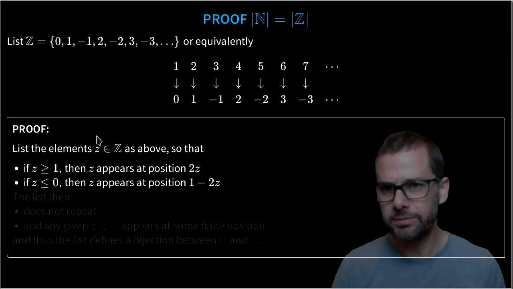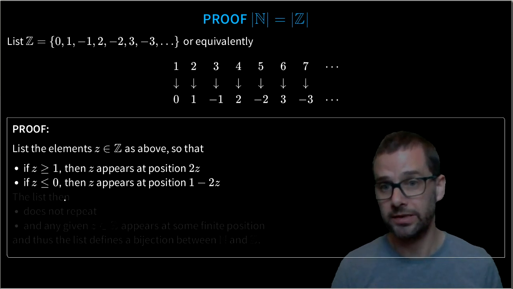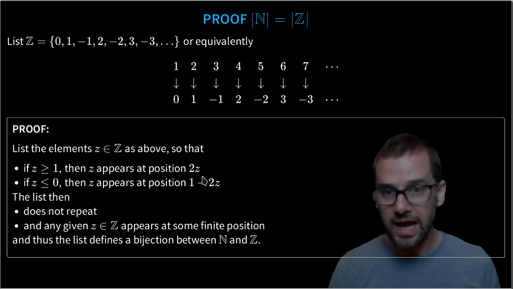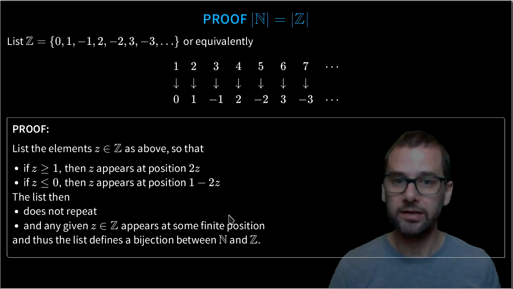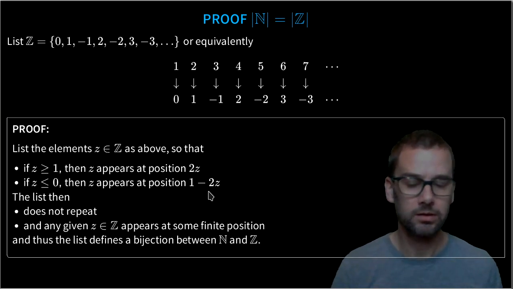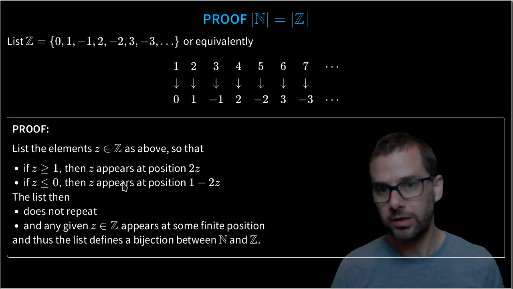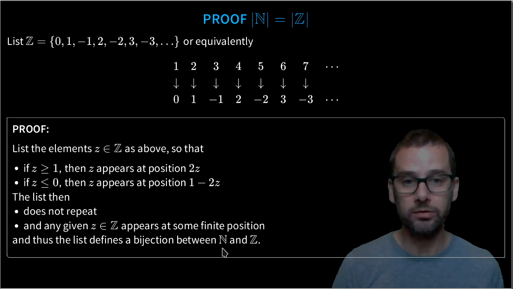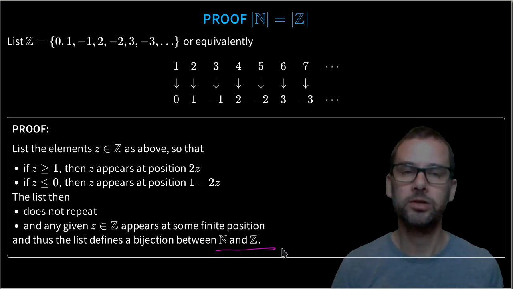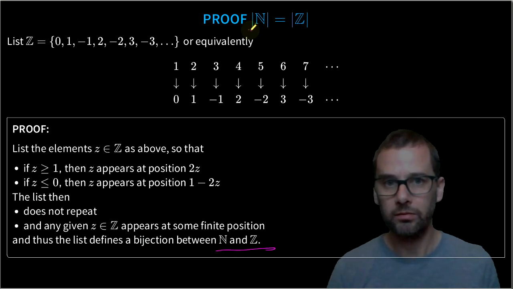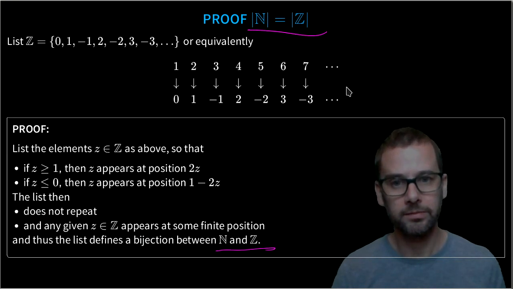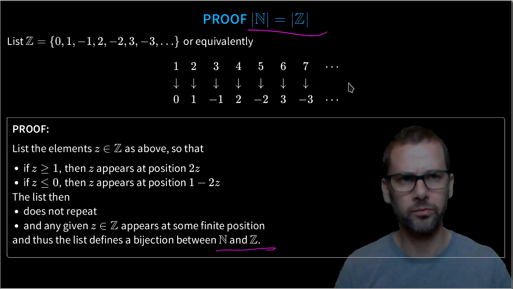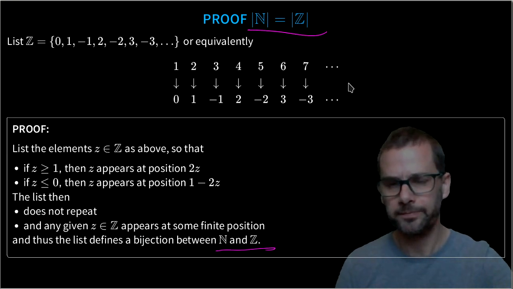And notice very explicitly that the list does not repeat itself, and any given integer z appears at some finite position in the list. So this list, because it doesn't repeat and any given thing appears at some finite position, gives you, at least implicitly, a bijection between N and Z, and so these sets are the same size. This is one of the first weirdnesses we see with infinite sets.